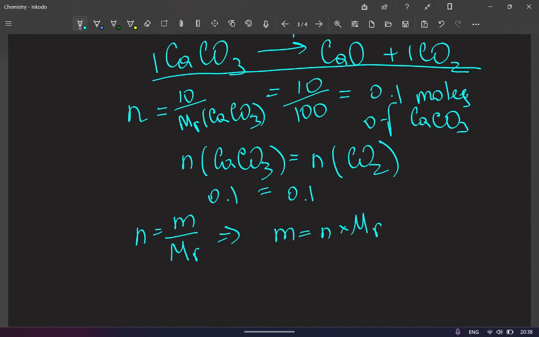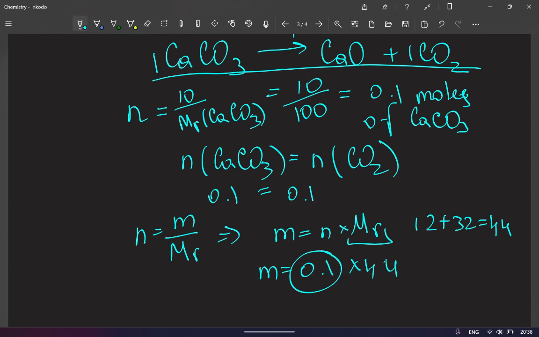And now we just need to find the mass of carbon dioxide. So we multiply 0.1, which is the number of moles, by the molar mass of carbon dioxide, which is 12 plus 32 or 44. And we're going to have 4.4 grams of carbon dioxide. The tip is always check the ratio and units to avoid any kind of mistakes.